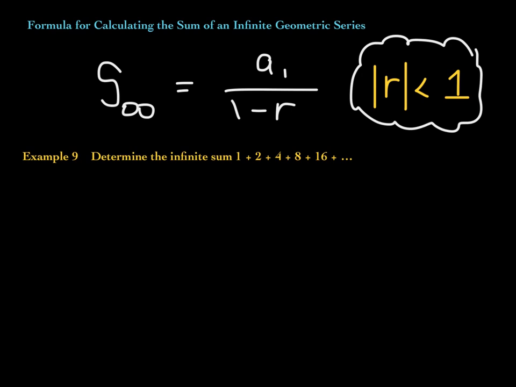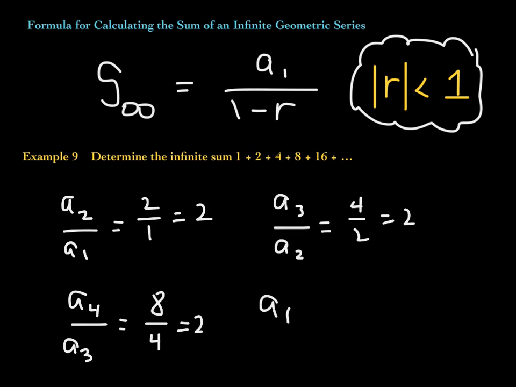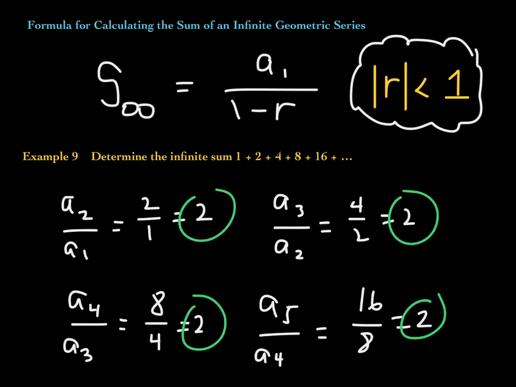So let's do that. You're probably an expert at doing that now. Let's find the ratio. a sub 2 over a sub 1 would be 2 over 1, which is 2. a sub 3 over a sub 2, the third term over the second term, would be 4 over 2, which is 2. a sub 4 over a sub 3, the fourth term over the third term, would be 8 over 4, which is 2. You can show this one more time. The fifth term over the fourth term would be 16 over 8, which is 2. What you and I just proved is that there's a common ratio of 2, which proves that this is a geometric series.